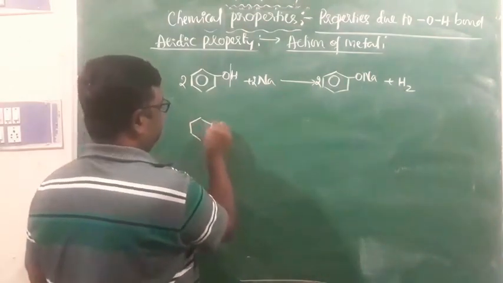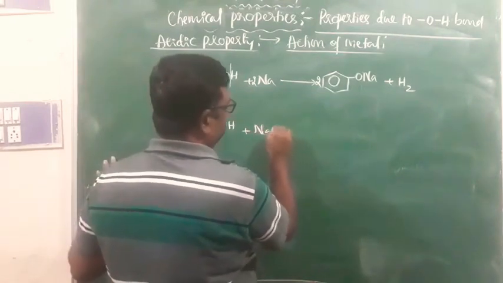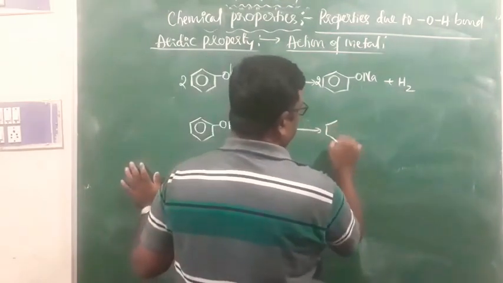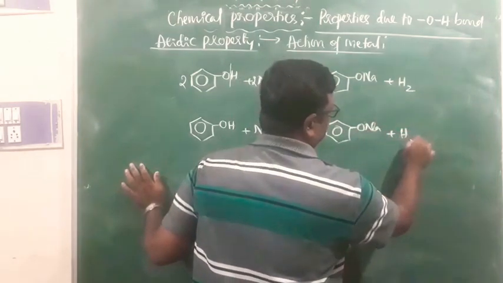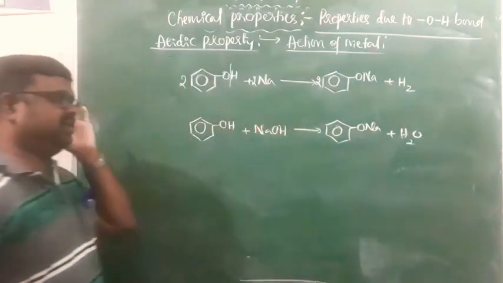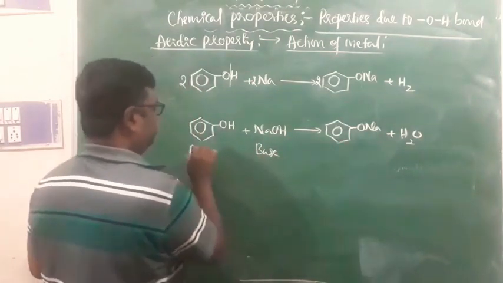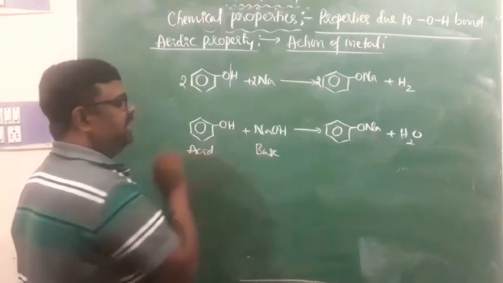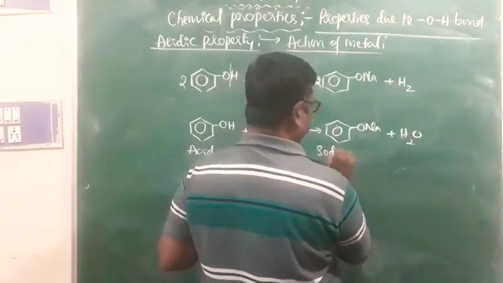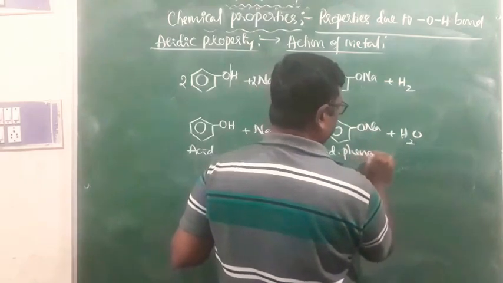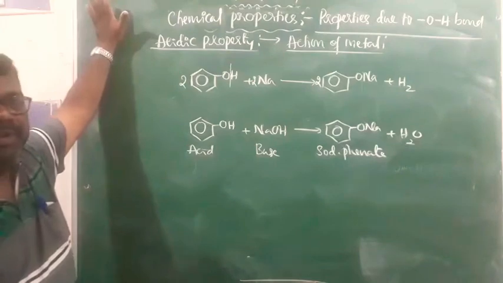Apart from that, one more evidence for the acidic property of phenols is when phenols react with NaOH, you are going to get sodium phenate, along with the formation of water. NaOH is a base, and you are getting a salt, therefore phenol should be an acid. This is a simple acid-base neutralization reaction, and you get sodium phenate or sodium phenoxide, a salt.